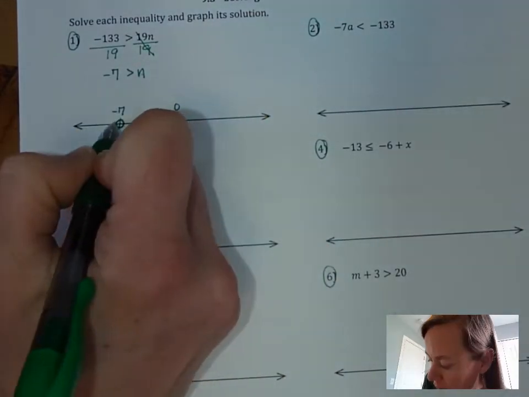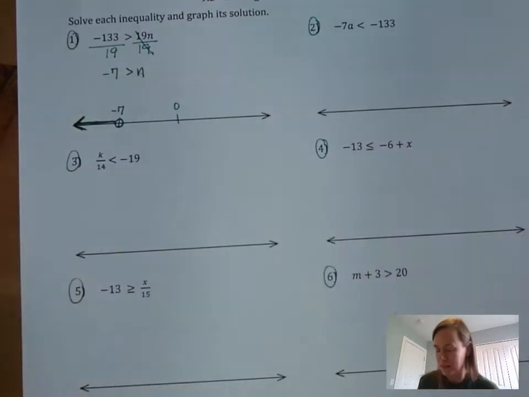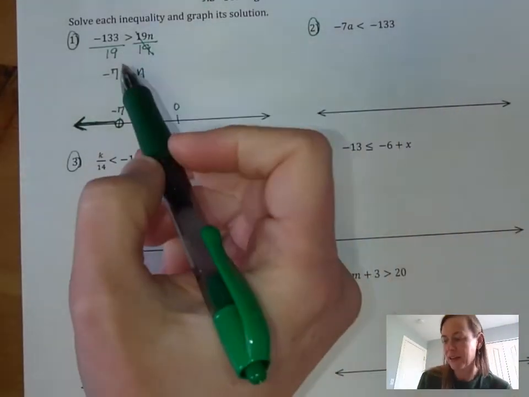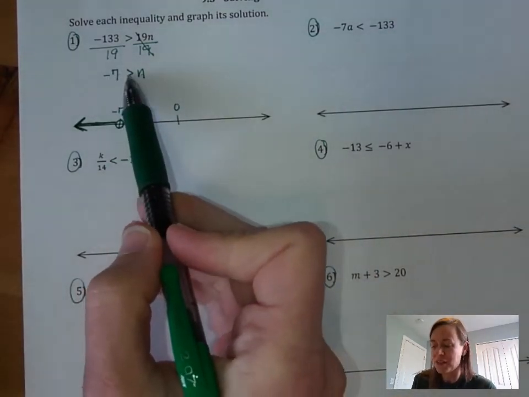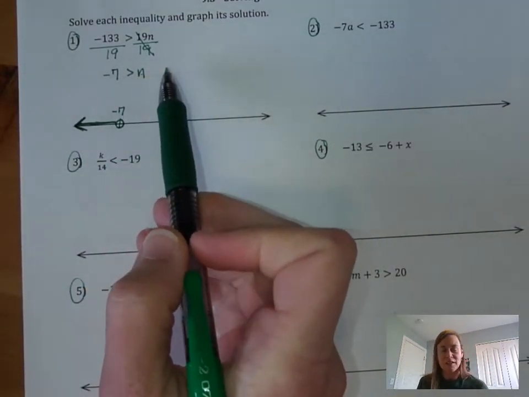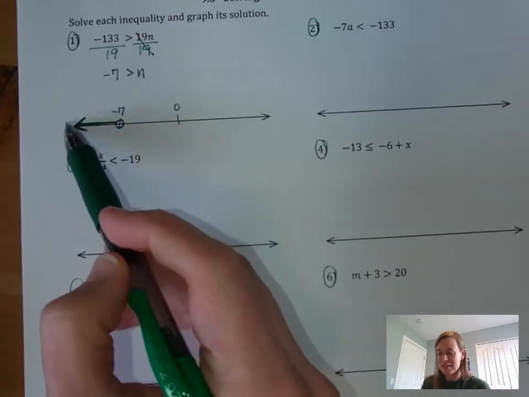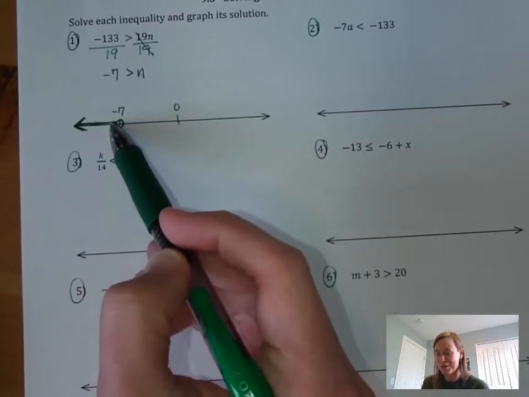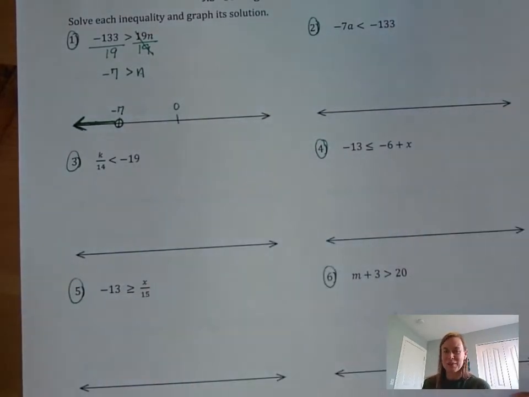So where are the smaller numbers? The smaller numbers are off to the left. So my arrow is going to go to the left. Okay, if you'd rather read it the other way, you could say negative 7 is greater than the answers. In other words, negative 7 is bigger than the answers. So make sure that the answers are all smaller than negative 7. All right, let's go on to the next problem.